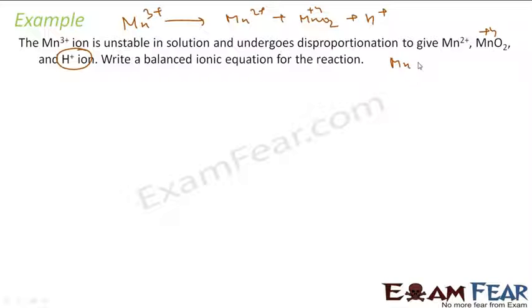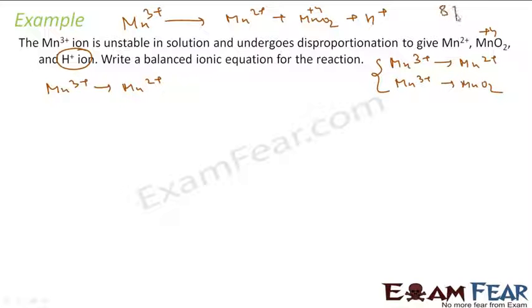So this one reaction is Mn3+ gives Mn2+, and the other reaction is Mn3+ gives MnO2, right? Let's take the first equation. Mn3+ gives Mn2+. Let's try to balance. The formula we have is split AC. Split already done. Let's balance atom. Atom is already balanced. Let's balance charge. This is 3, this is 2. So we'll add 1 electron here. So this is balanced.